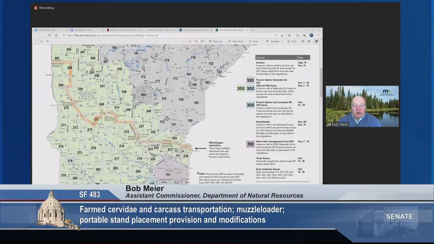Oftentimes people have handguns that are in 7mm Remington or a 30-06 or a 308, which are very common deer hunting cartridges. And as Senator Ruud alluded to, the federal definition of a pistol does allow AR pistols that look very similar to rifles to be used south of this line.